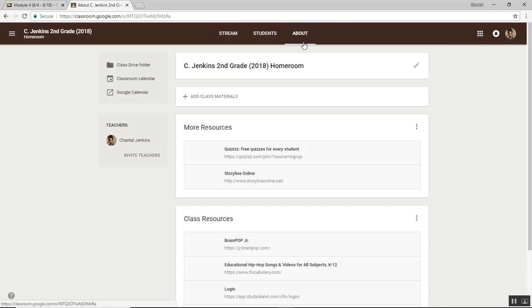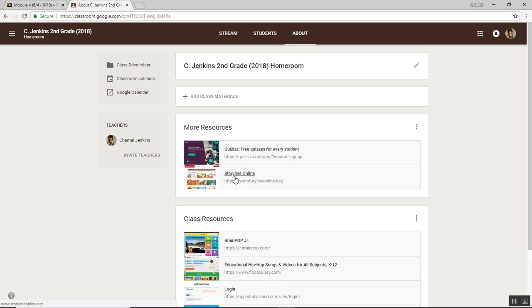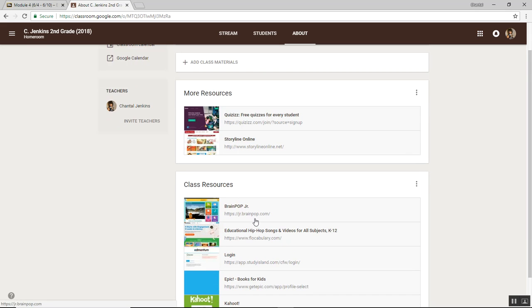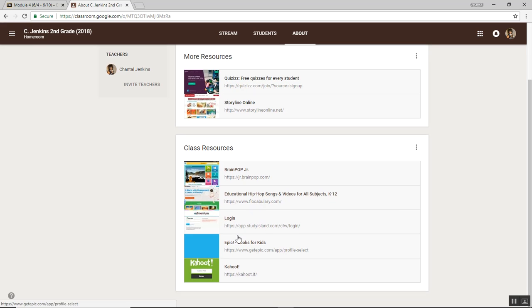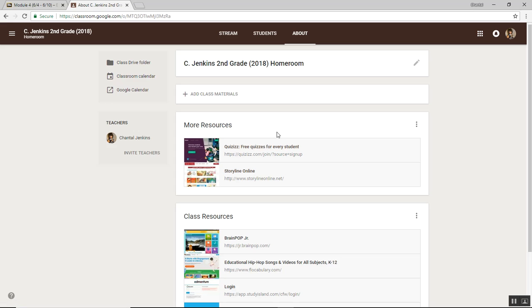Here, in the About section is where I have added some frequently used resources for my students. I put it in this section because it makes it easily accessible to them. Some of the resources include Quizzes, Storyline Online, Brain Pop Junior, Vocabulary, Study Island, Get Epic, and Kahoot. With Quizzes, I chose Quizzes because it engages the students in their own learning, and I can get real-time data when using it as whole group.